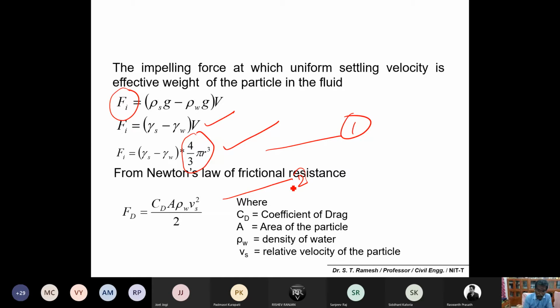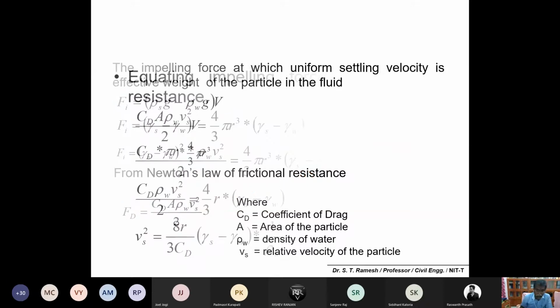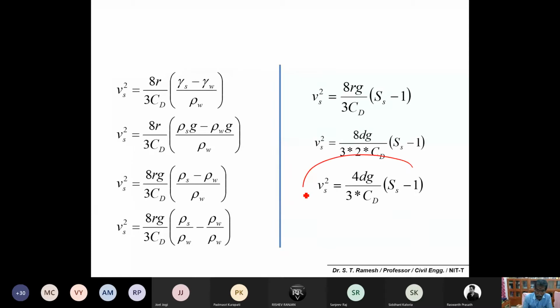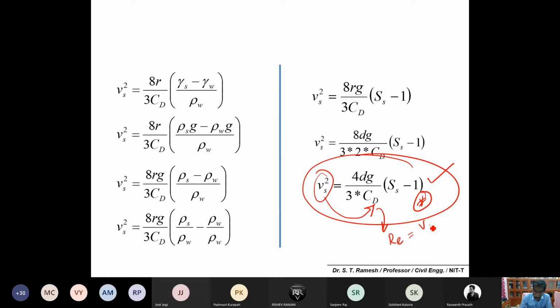And from Newton's law of resistance, frictional resistance, which we have also discussed, drag force is equal to Cd A rho Vs squared by 2. If we equate these two and slightly rearrange the equation, you may get Vs squared is equal to 4 d g by 3 Cd into (Ss minus 1). So this is important. This Vs is again related to the Cd value, and Cd is related to the Reynolds number, that is Vd by nu, where nu is the kinematic viscosity. Please make a note.